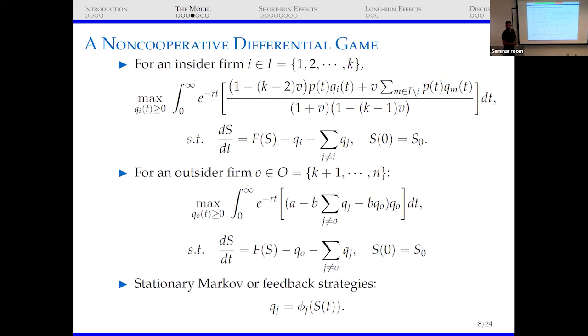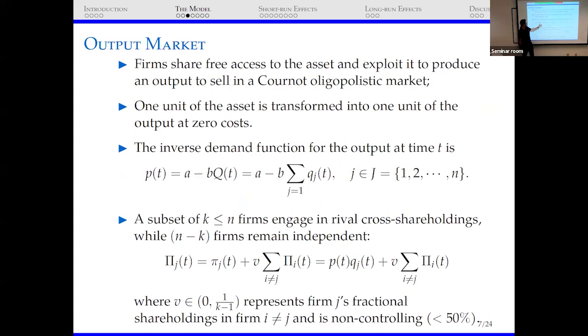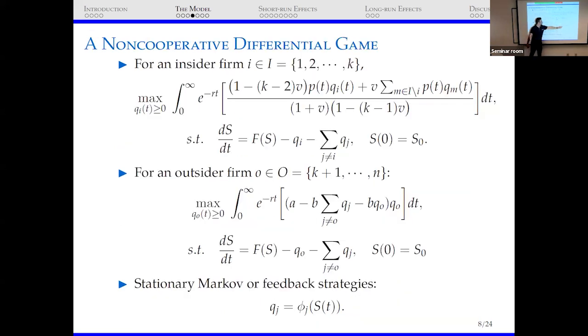So now we have a non-cooperative differential game. After a few manipulations, we end up with these two maximization problems. There's one for the insiders and one for the outsiders. The easiest way to see it is to look first at the outsiders. It's just the profit, P times Q, in discounted form over the infinite horizon. So between brackets is P, remember, and times Q. Now we have the same thing here, but it's more complicated.